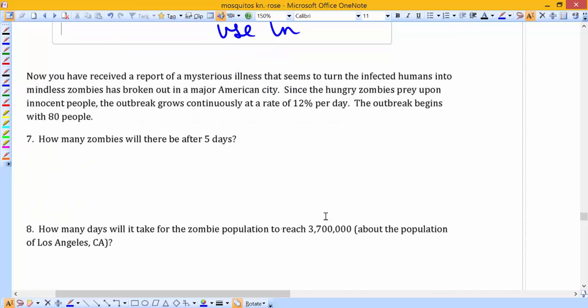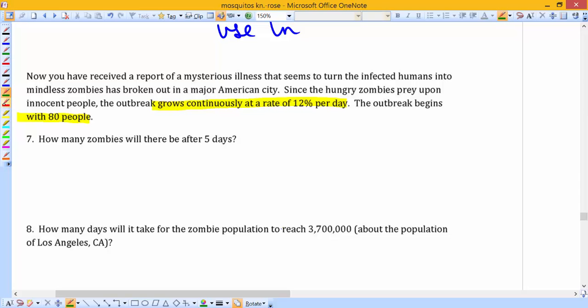Okay, that's the first part. Now we're going to move on to the second part. We're going to kind of skip around on this one, but just go with it. So now these people are turning into zombies. And it's going to grow continuously at 12% per day. And it started with 80 people.